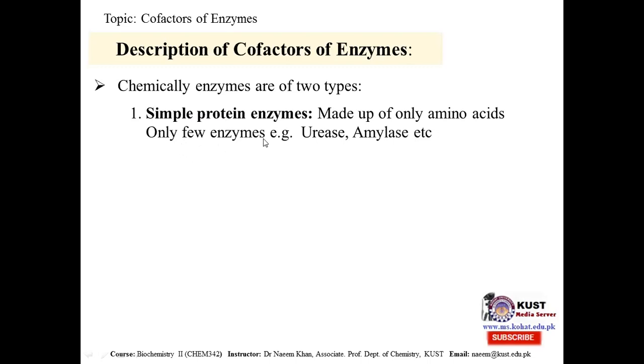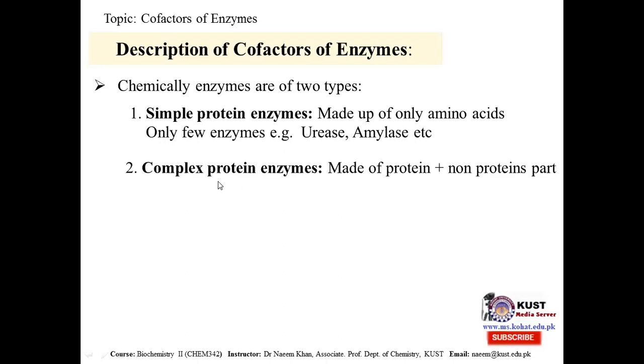Only a few enzymes are such that they do not require any other things and are made up of only amino acids, for example, urease and amylase. These are only a few enzymes. So enzymes are of two types. Simple protein enzymes are only a few enzymes which are made up of only amino acids. The examples include urease, amylase, etc.